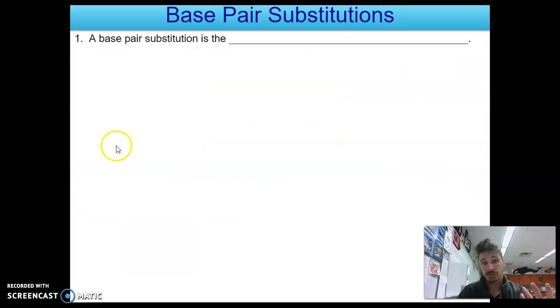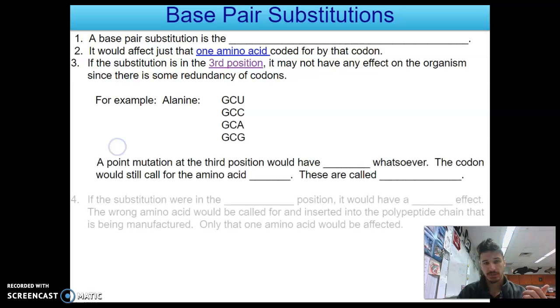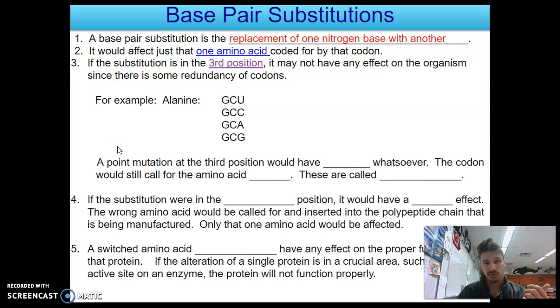So a base pair substitution, hang on, let's pull all of this stuff in. Hang on, I don't know when it's going to come up here. Looks like we're going to put the whole slideshow in.